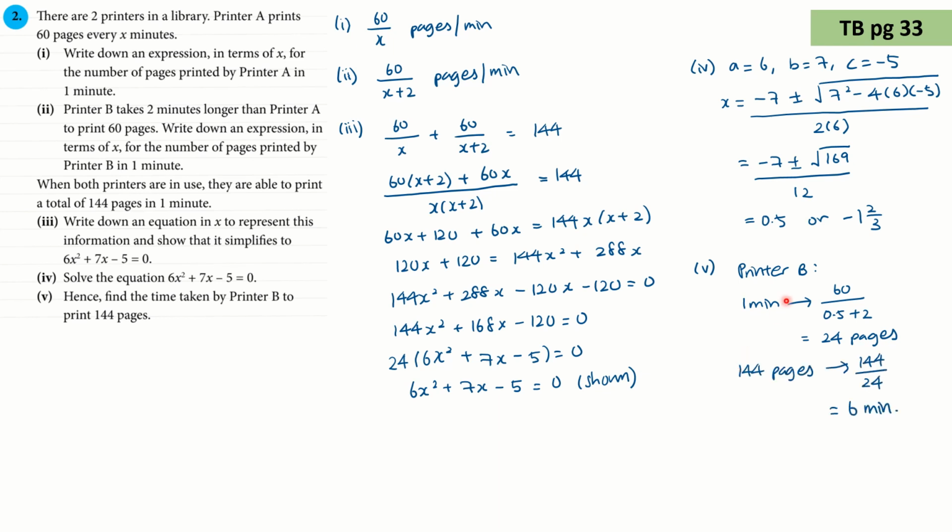Then, in 1 minute, printer B can print 24 pages. So in order to print 144 pages, we will take 144 divided by 24 to find out that it requires 6 minutes. I hope that you are able to solve this question on your own. Otherwise, I hope that this explanation is helpful in getting you to understand this question itself.